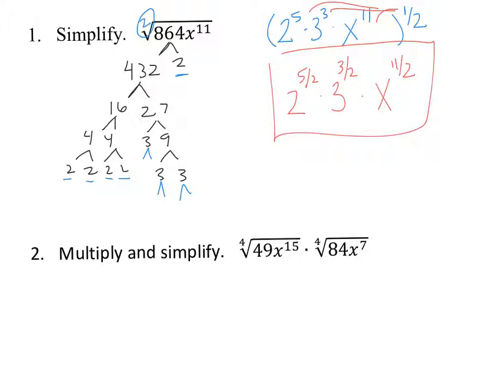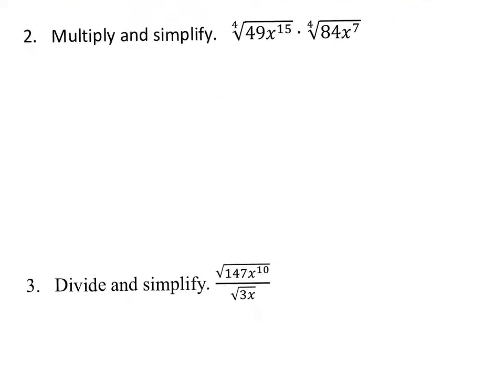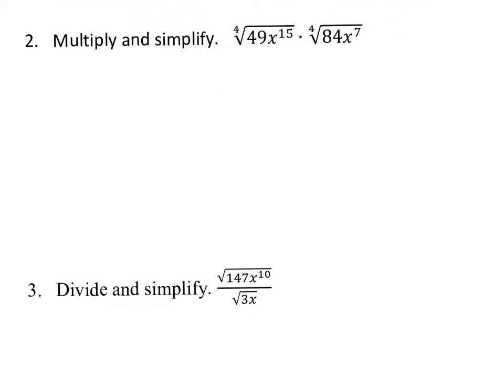Next question is the same type of thing. So my prime factorization for the first one is going to be 49 would be 7 squared times x to the 15th. And this is the 1/4 power. Remember your index here. You want to make sure to keep this in parentheses because it's everything underneath that radical. Underneath this radical is the 1/4 power.